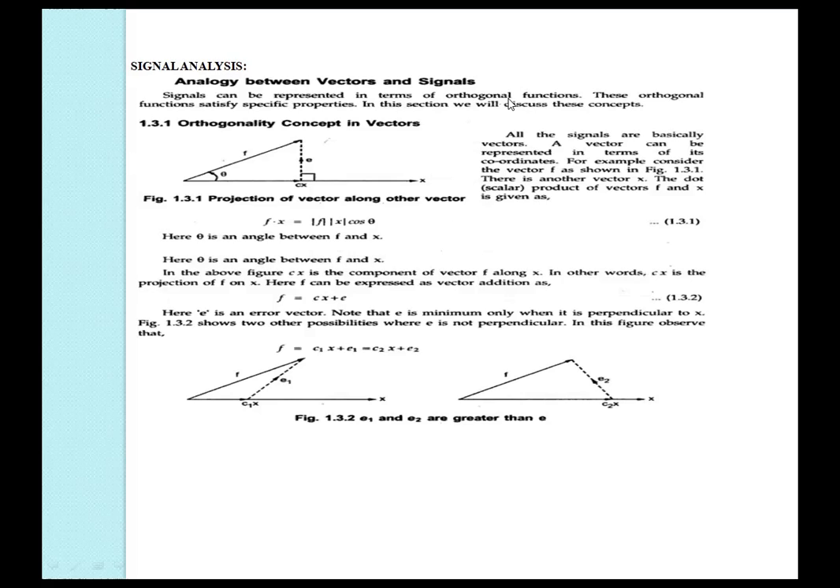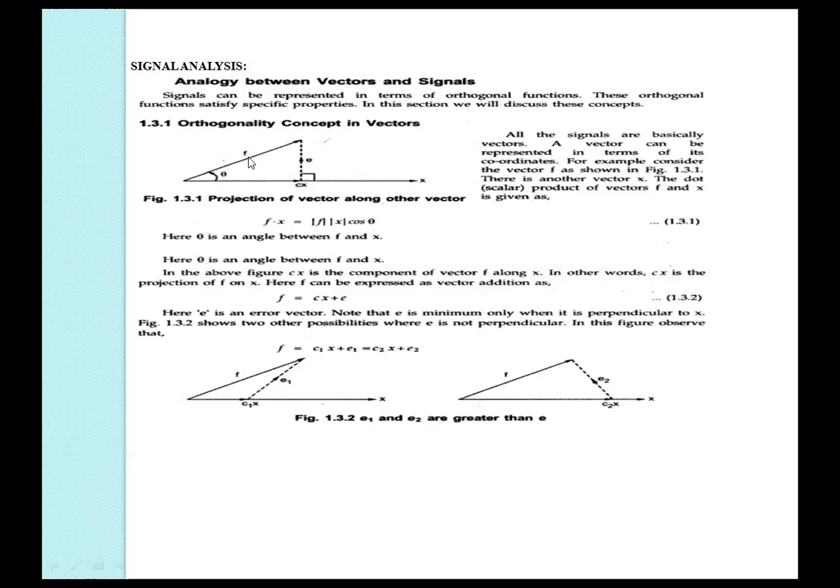The last topic in this first unit is signal analysis, or the analogy between vectors and signals. In that, orthogonality is one concept. I already told you in the classes that orthogonality means mutually perpendicular to each other. Signals can be represented in terms of orthogonal functions. These orthogonal functions satisfy specific properties.